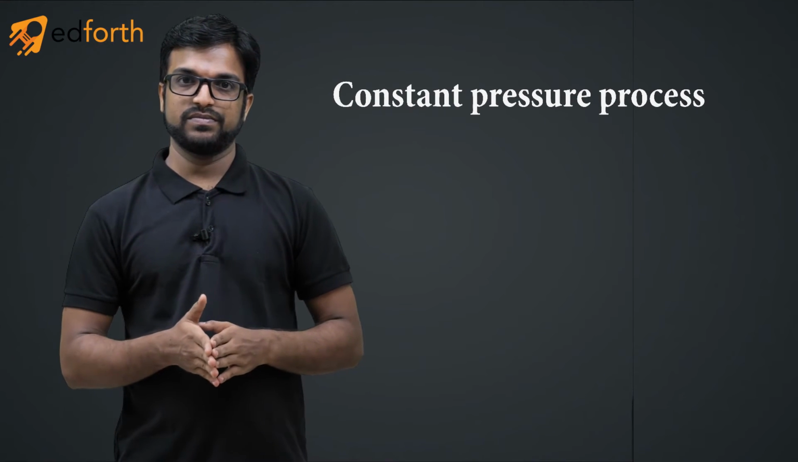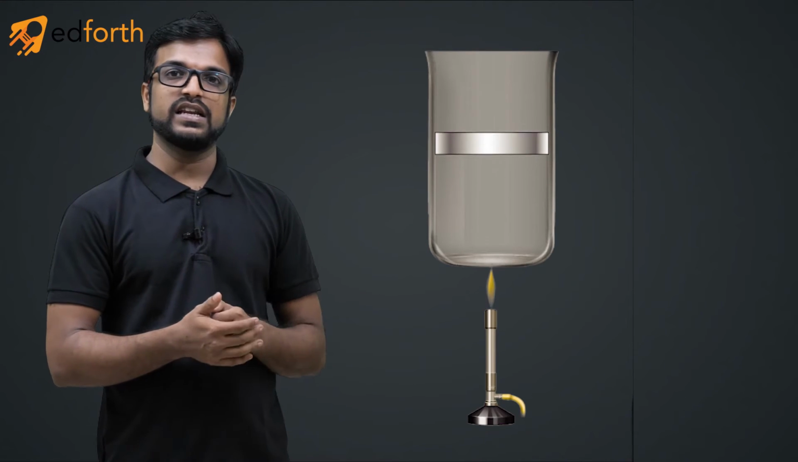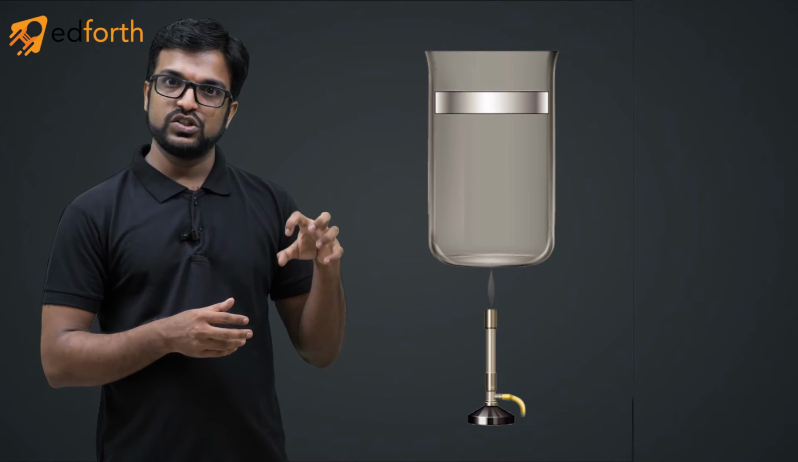Remember that. Sometimes I have seen students thinking that in a constant volume process, work transfer is 0, so whatever the work transfer is there, they will neglect that. That is not the right approach. Next is constant pressure process. Here I am having a piston cylinder assembly, and there is no friction between piston and cylinder. In this case, I can say that the process will execute a constant pressure process.